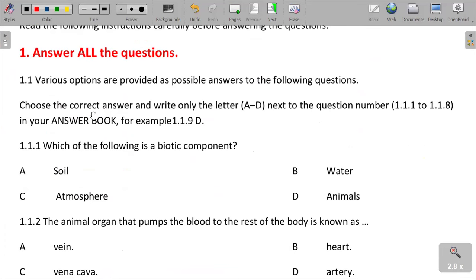You are given multiple choice questions. Which of the following is a biotic component? When we talk about biotic, we talk about something that is living. If you remember your chapter on environment and ecosystems, we have biotic and abiotic factors. When we talk about bio, we are talking about something that is living. So the biotic factor from the components given here is animals.